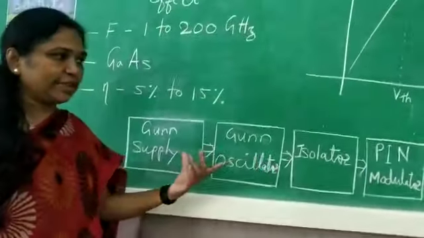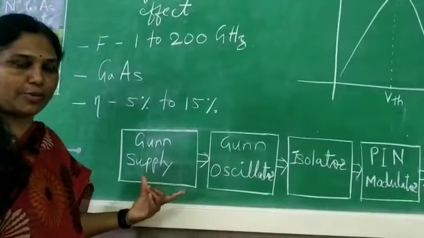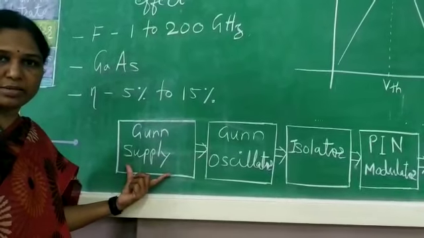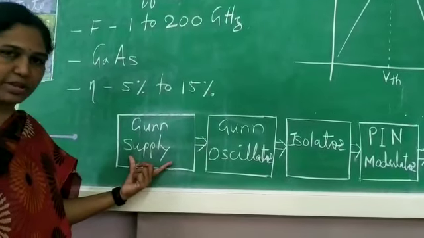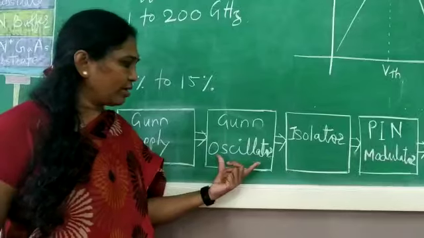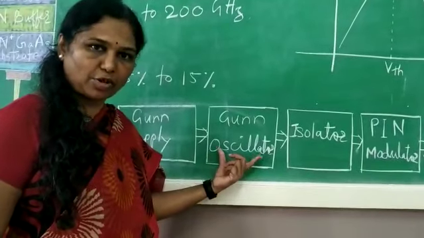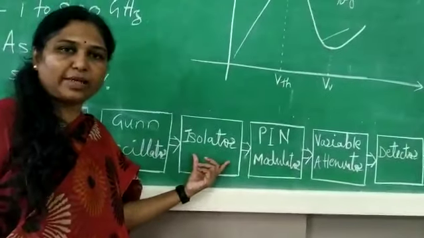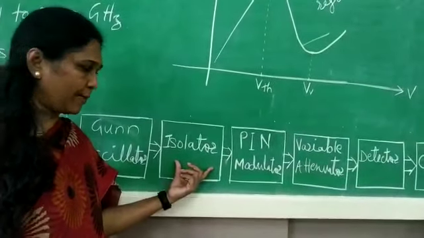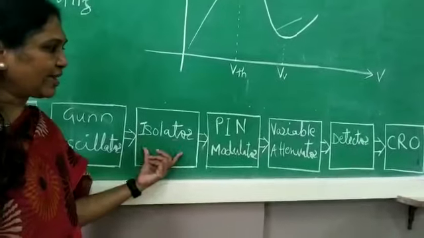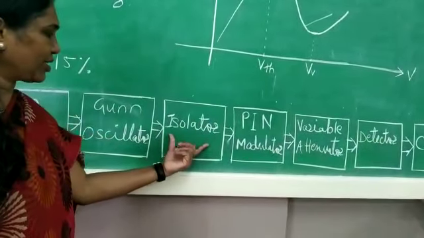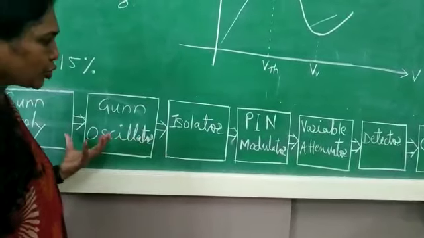This is the practical setup of the gun diode. Here we have to use a special power supply to generate the bias voltage for the gun diode. Then we use the gun diode as an oscillator to generate the microwave signal. Then we use the isolator, which prevents the reflections coming from the load side, and this isolator protects the microwave source.